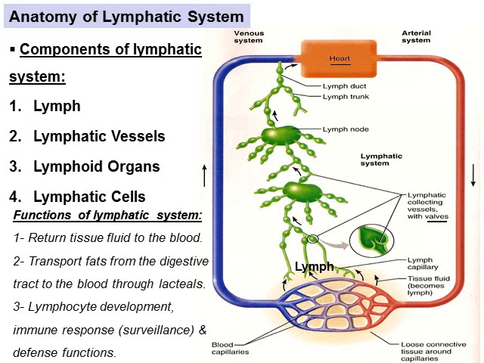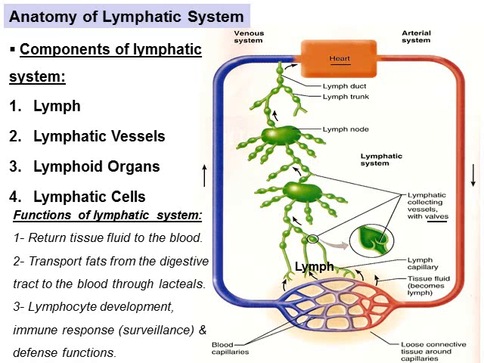And the lymph is collected by capillaries of the lymphatic system. They are called lymph capillaries. So the lymph capillaries collect the lymph, and then the lymph runs into the lymphatic vessels. Note that the lymphatic vessels contain valves, and the valves allow the flow of lymph in one direction towards the venous system. So the lymph runs in the lymphatic vessels and ends in the lymph ducts that drain into the venous system.